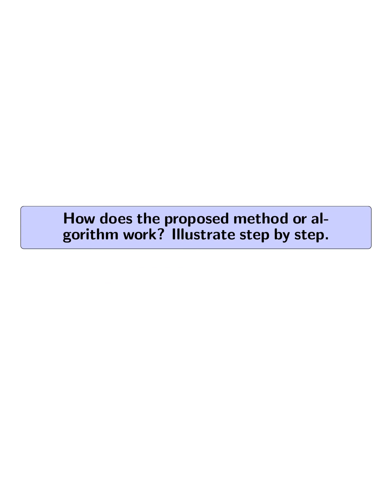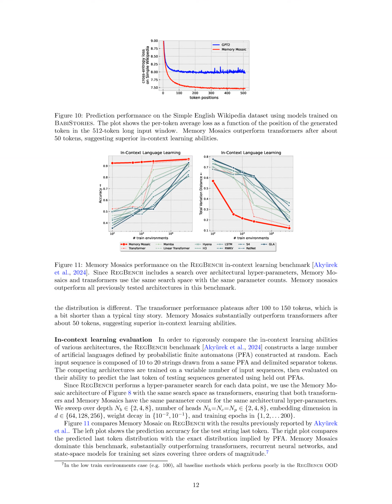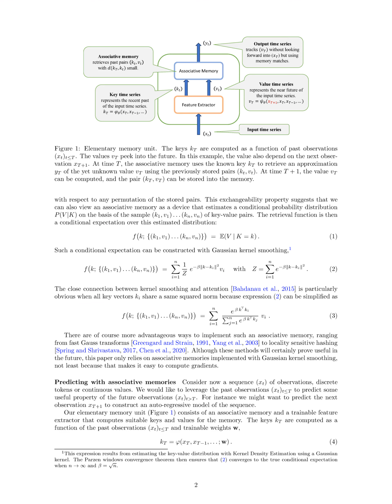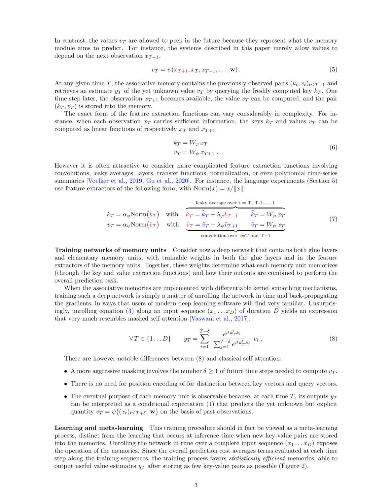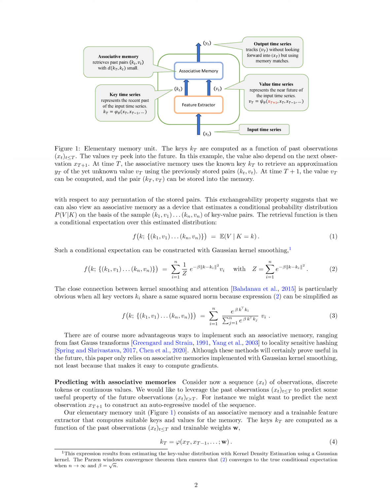How does the proposed method or algorithm work? Illustrate step by step. The proposed method, memory mosaics, works by utilizing multiple associative memories that work together to perform a prediction task. The architecture consists of elementary memory units, each comprising an associative memory and a trainable feature extractor. The keys are computed based on past observations, while the values represent what the memory aims to predict in the future. The associative memory stores key-value pairs and retrieves values based on queried keys using Gaussian kernel smoothing.